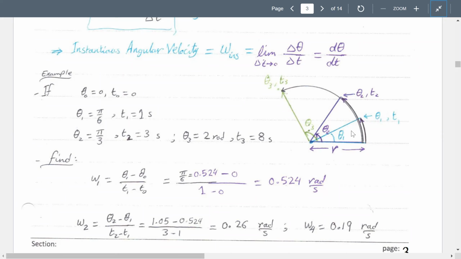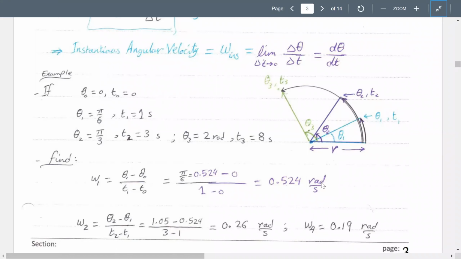What if we need to find the average velocity from point 1 to point 2? It is theta 2 minus theta 1 over t2 minus t1. It's just the same as what we did before, delta x over delta t. Now we have delta theta over delta t. Theta 2 is pi over 3, which is 1.05, minus theta 1, over delta t. It will be now 0.26 radian per second. So the average velocity here is different than the average velocity in this period.